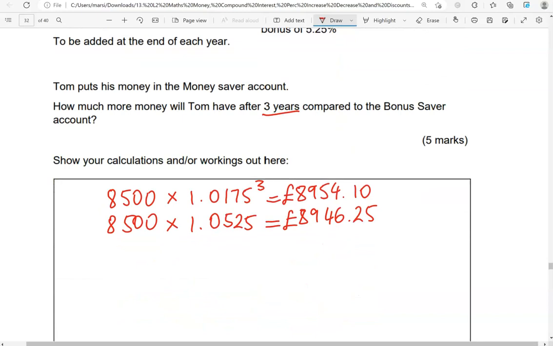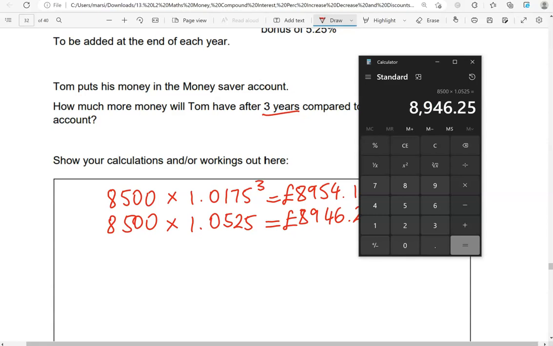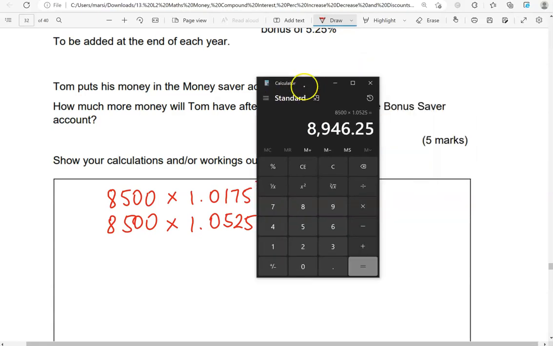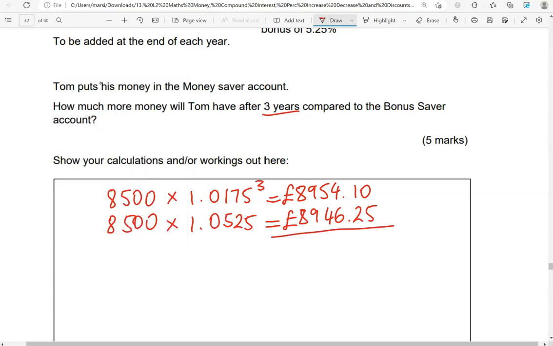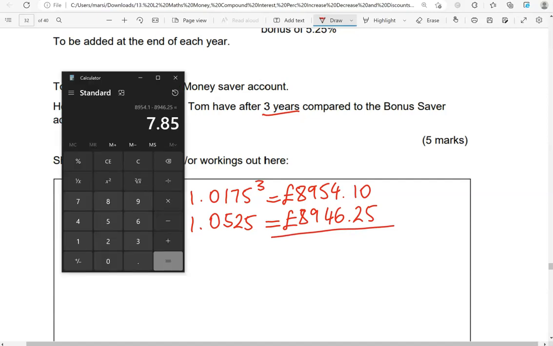How much more money will Tom have after 3 years? So if we deduct, we take away, 8,946 pounds and 25 pence from 8,954 pounds and 10 pence, that gives us 7 pounds 85.